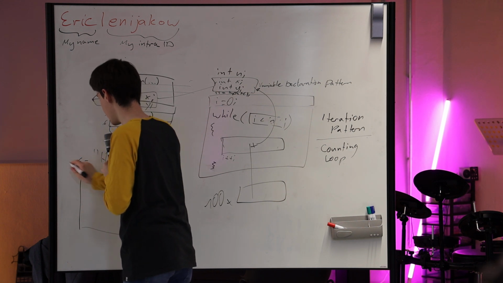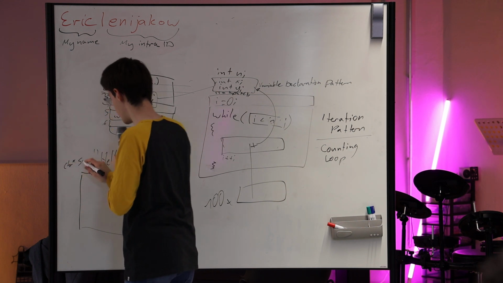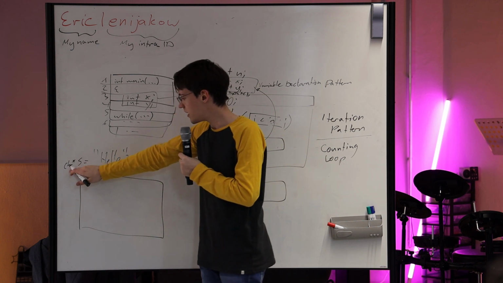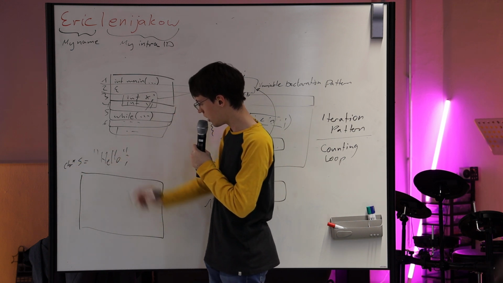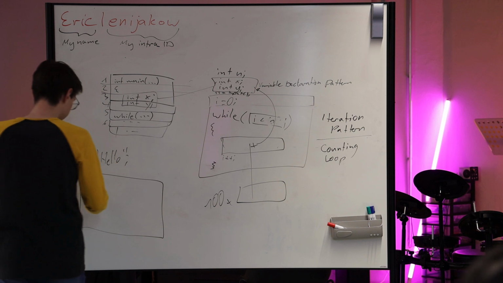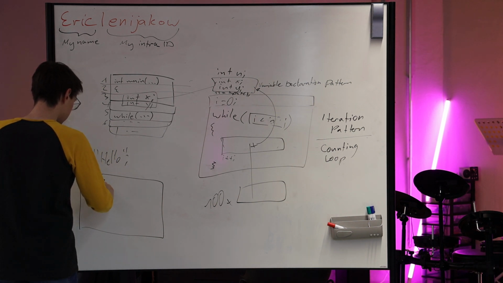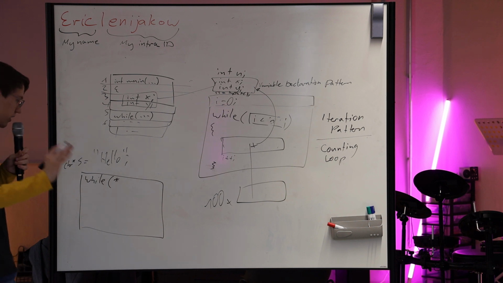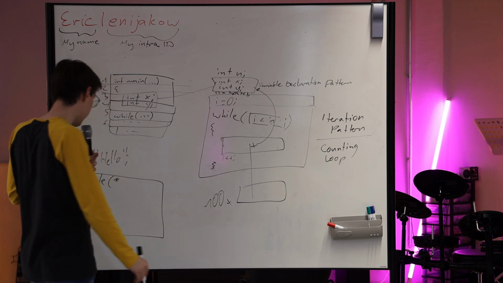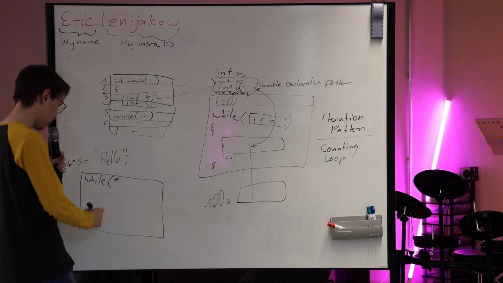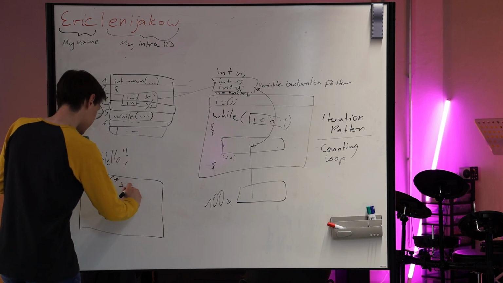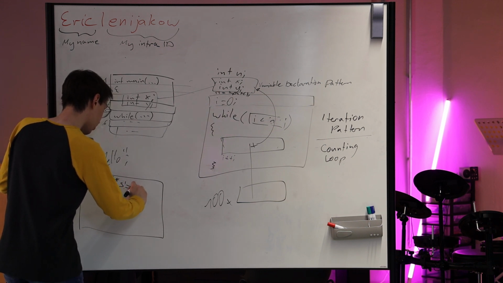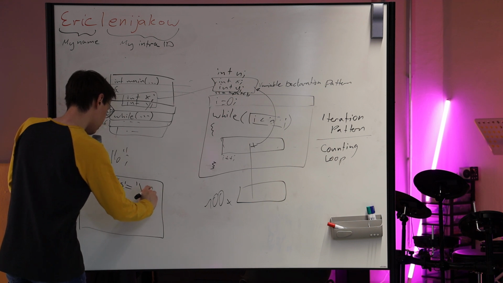For example, we can say char pointer s equals hello, which basically creates a new string called hello. And you can now say, okay, while the character that s is pointing to, this is complicated stuff. Pointers are something that I can do a whole lecture about, which is what I'm going to do probably. While s is not equal to \0.